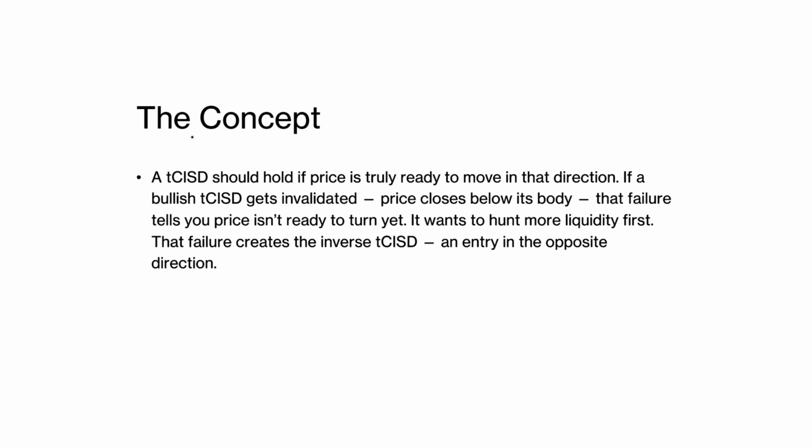The concept: a true chain state of delivery should hold if price is ready to move in that direction. If a bullish true chain state of delivery gets invalidated, price closes below its body, the failure tells you the price isn't ready to turn yet. That means, guys, let's say the market is ranging to the low, right? Then it initially breaks this high. We break this high with the body closed, and then we left a gap, all right? This gap, let's say.